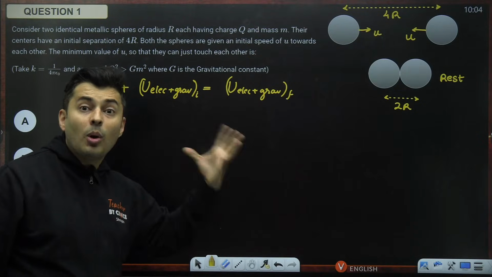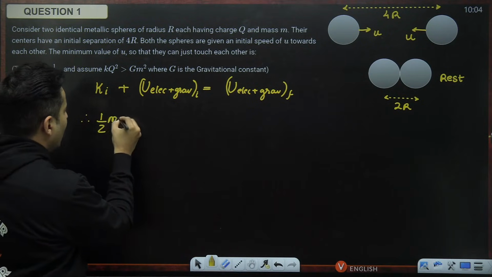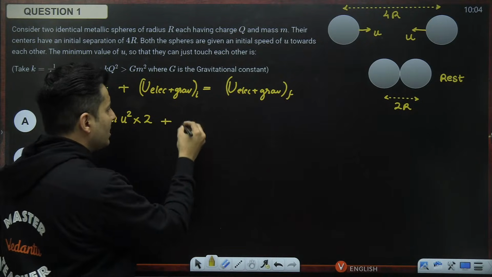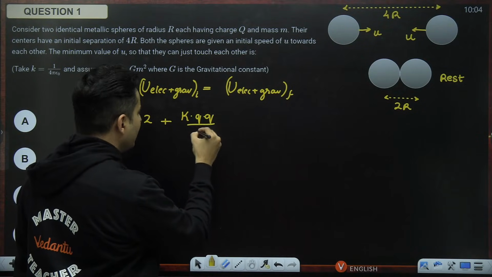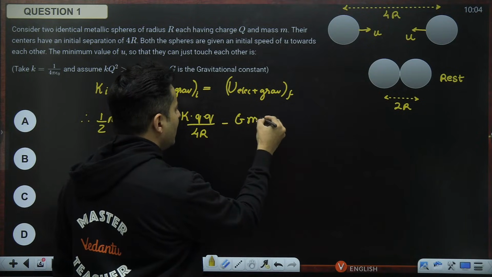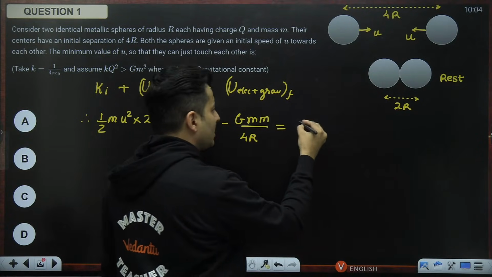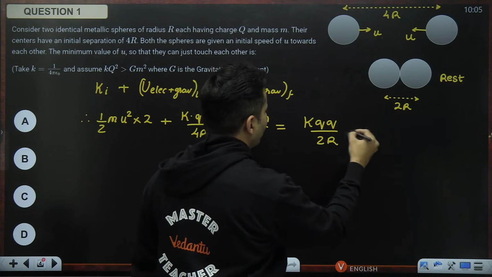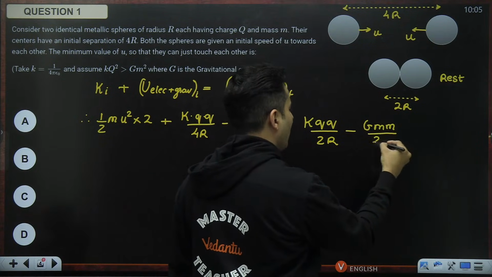That's all. So if you see, all the options have capital G and Coulomb's constant both. That's how you get the idea. You have to consider the gravitational energy also. So kinetic energy wise, this is half m u square, but there are two masses, so into 2. Electrical potential energy will be Coulomb's constant q1 q2 divided by basically 4r. Gravitational potential will be minus G m m divided by 4r is equal to, finally when they touch, the electrical energy will be k q q divided by 2r, and gravitation will be with the negative sign G m m divided by again 2r.